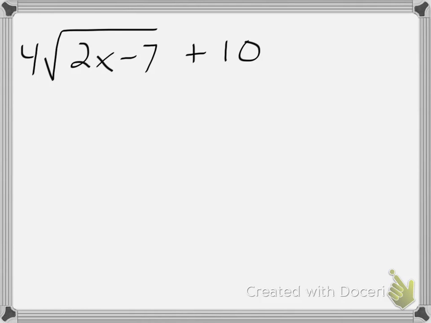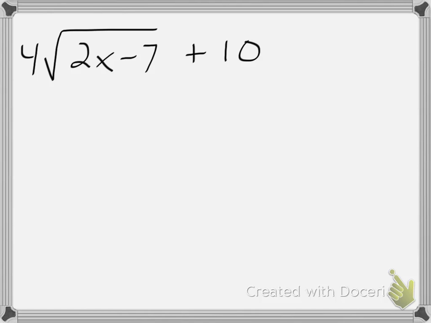Hello everyone. In this video I'm going to be reviewing finding the domain of a radical expression. In this case, I have my expression here, 4 times the square root of 2x minus 7 plus 10.